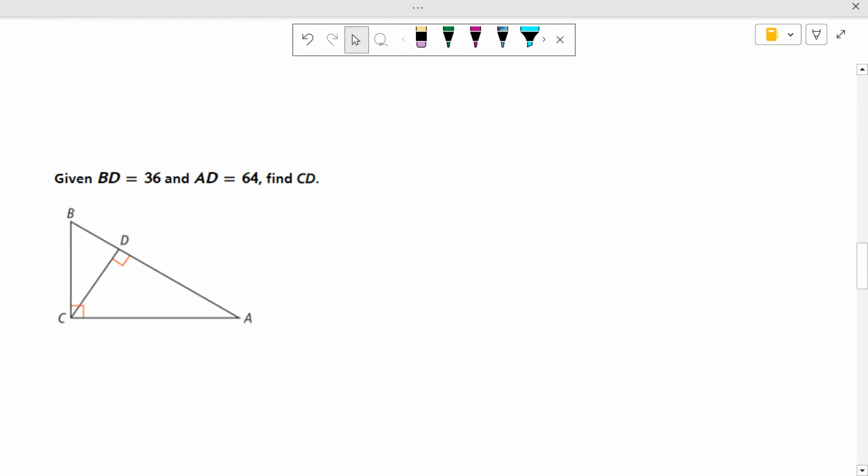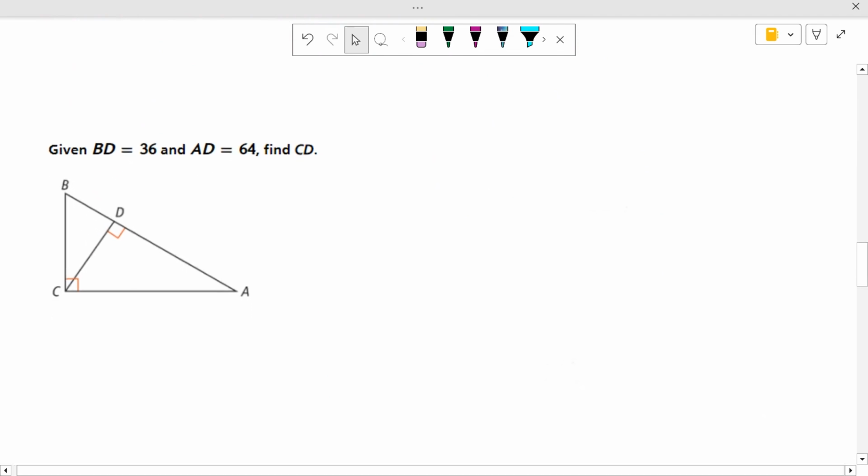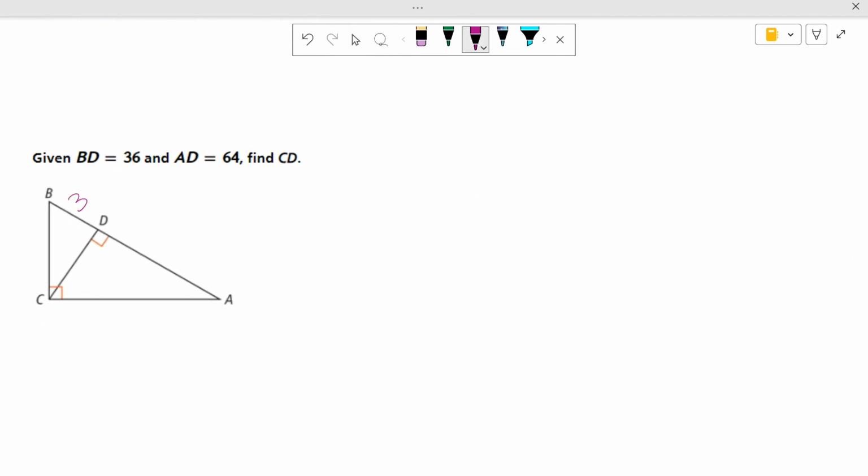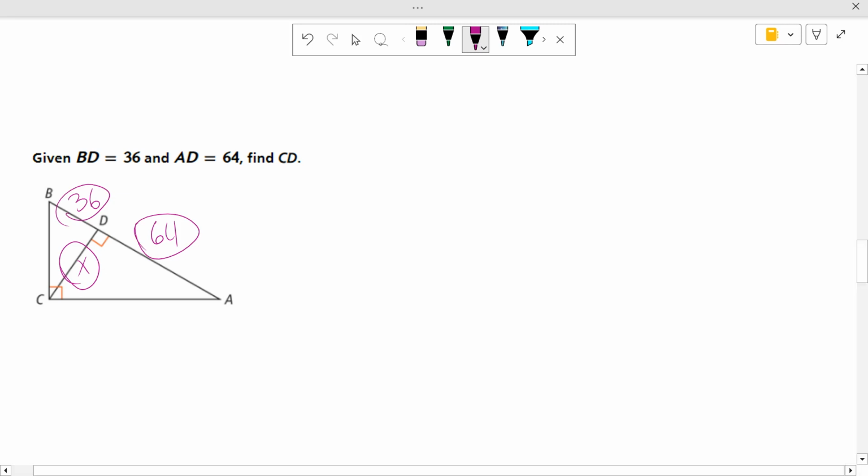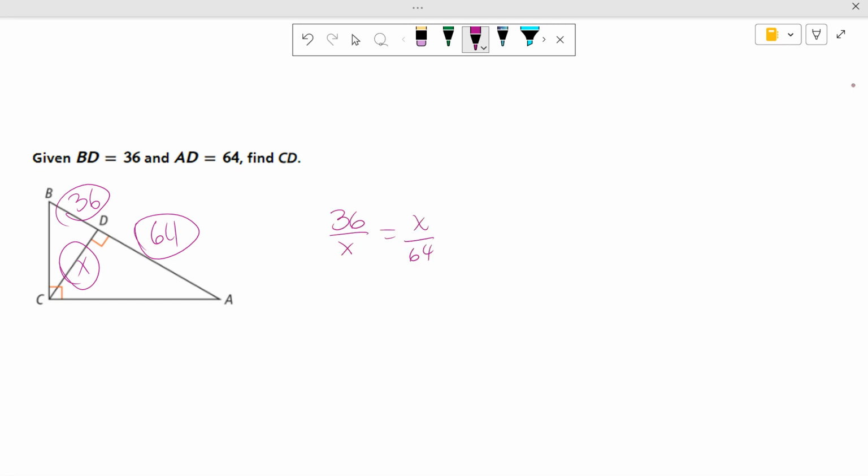All right. So here we have another one. BD is 36, AD is 64. Find CD. Okay, here's the cheat code now. If you know both parts of the hypotenuse of Papa and you're looking for the altitude, you don't have to draw out baby mama Papa. You can just go 36 over x equals x over 64. This over this equals this over this.